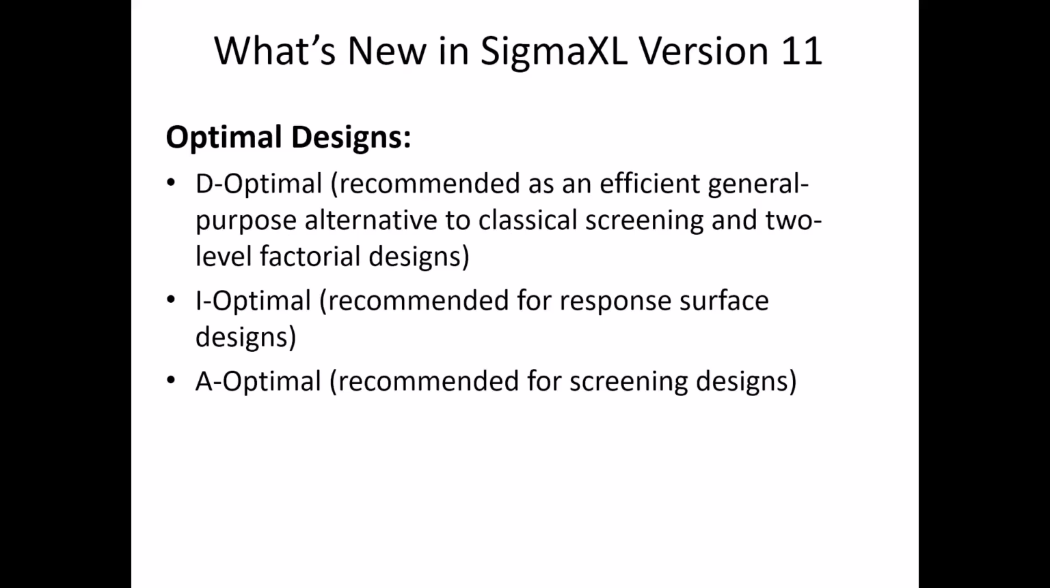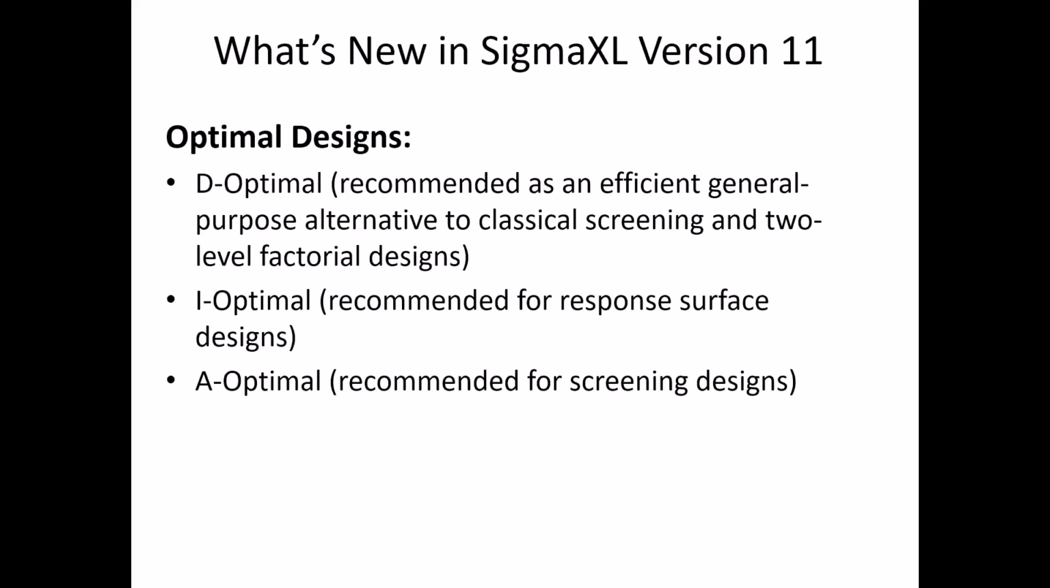Optimal designs. There are 3 types of optimality: D-optimal, I-optimal, A-optimal. We won't be getting into that in this webinar. That will come later, but just at a high level, D-optimal is recommended as an efficient general purpose alternative to classical screening and 2-level factorial designs.